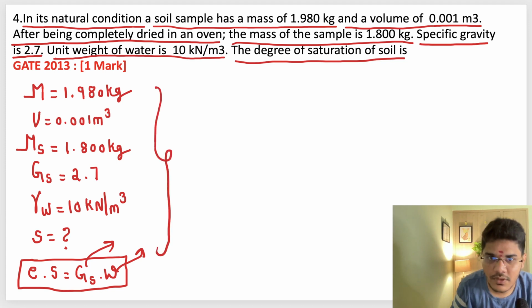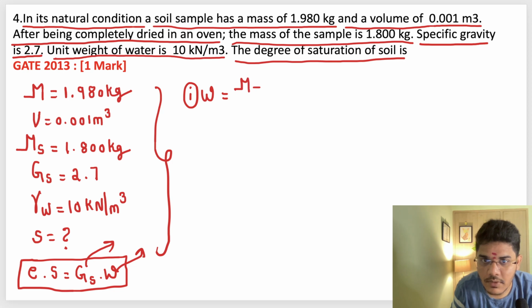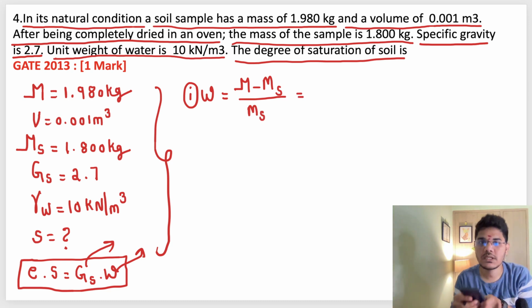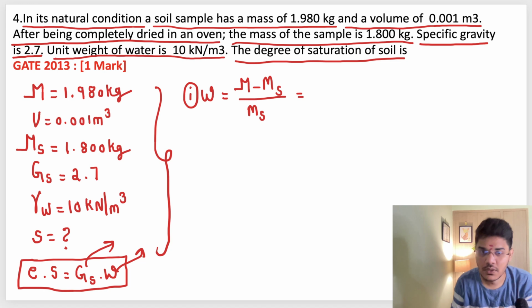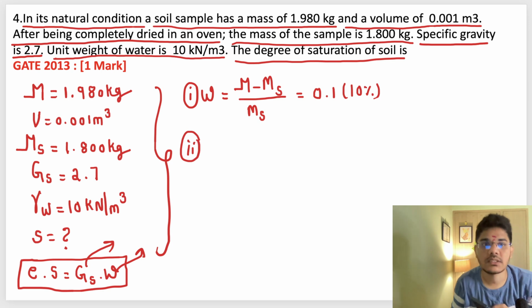Okay, first we will calculate water content. Water content is equal to total mass minus mass of dry soil divided by mass of dry soil. Total mass how much he has given? 1.980 minus mass of dry soil 1.800 divided by mass of dry soil 1.800. So that means this is 0.1. 0.1 is nothing but 10% of water is there. So second one.